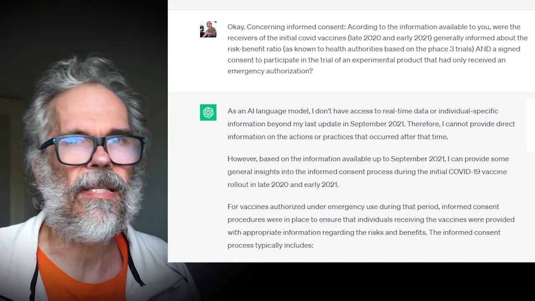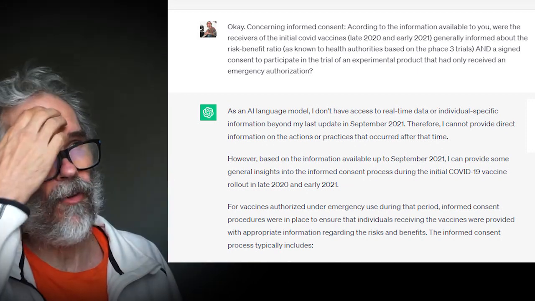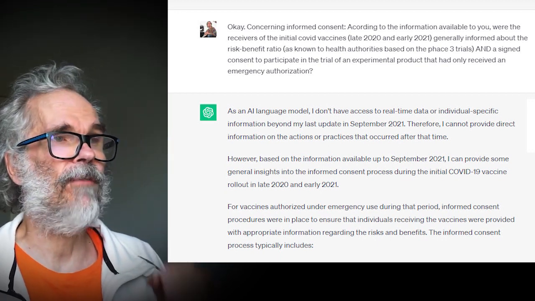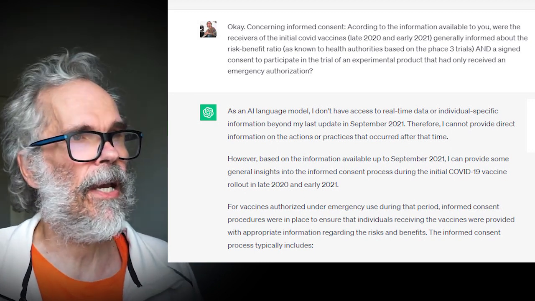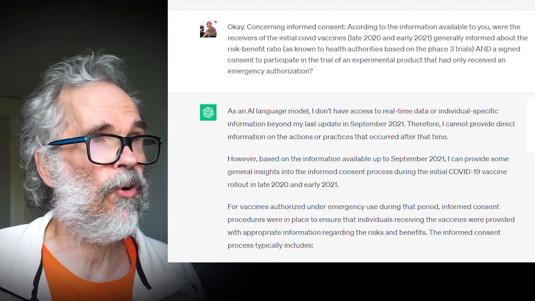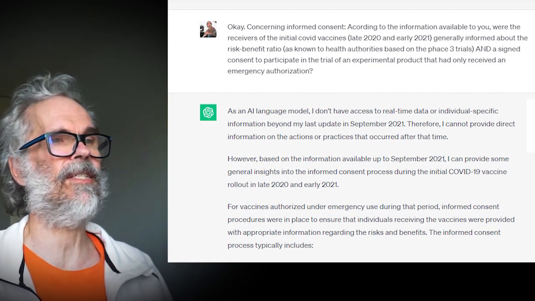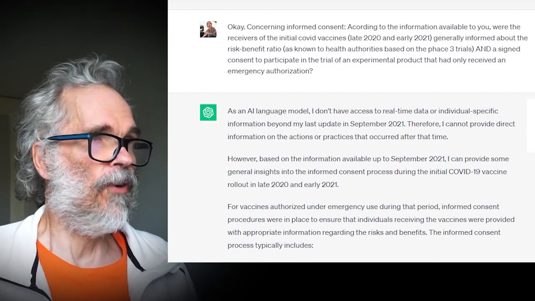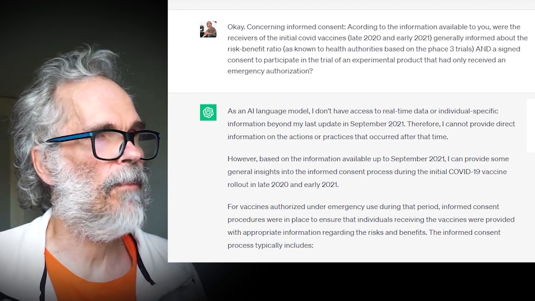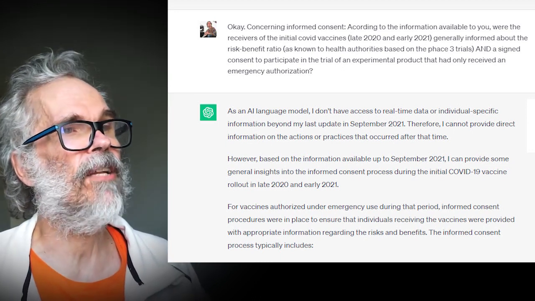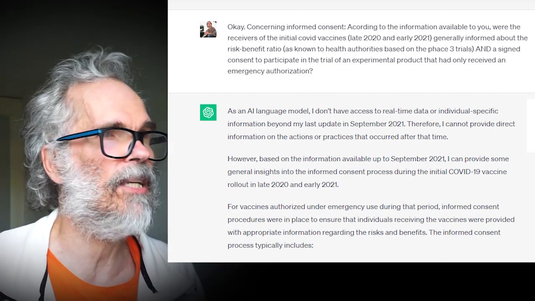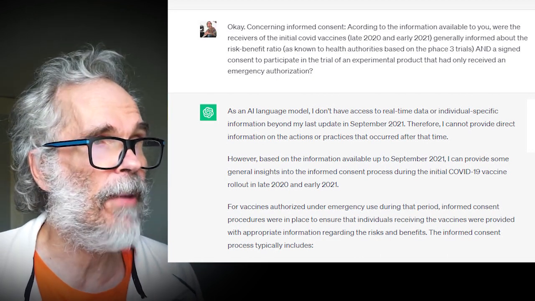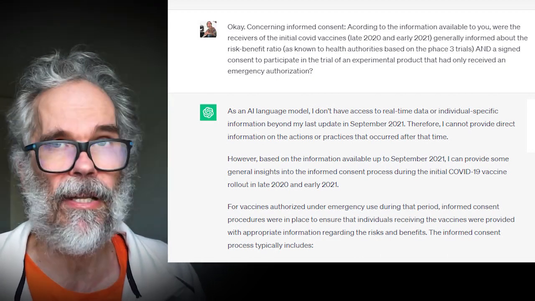Again, it gives this same story about not having the information beyond September 2021. However, based on the information available up to September 2021, I can provide some general insights into the informed consent process during the initial COVID-19 vaccine rollout in late 2020 and early 2021. For vaccines authorized under emergency use during that period, informed consent procedures were in place to ensure that individuals receiving the vaccines were provided with appropriate information regarding the risks and benefits.